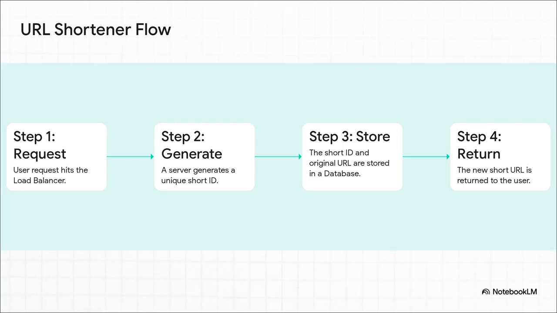Okay, so here's the blueprint in action. Step 1. A user's request to shorten a URL hits our load balancer. That gives us high availability. Step 2, the load balancer sends it to one of our many servers, which generates a unique short ID. Step 3, that short ID and the original long URL get stored together in our scalable database. And finally, step 4, the new short URL is sent right back to the user. Simple, right? And later, when people click that link, we could use caching to serve up the redirect instantly, without even having to bother the database.